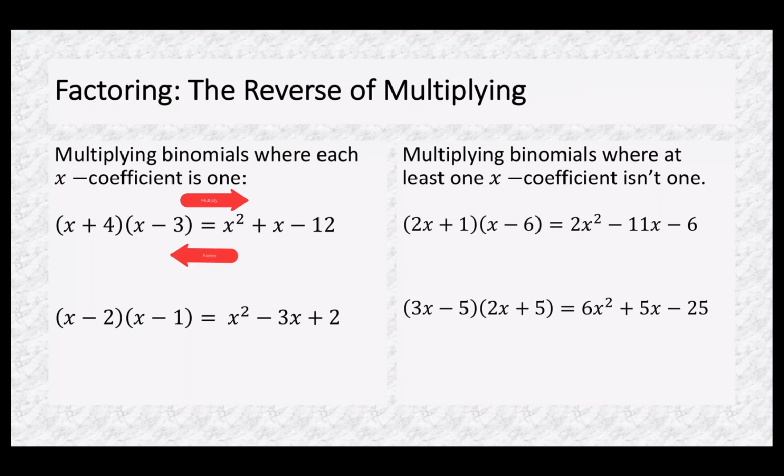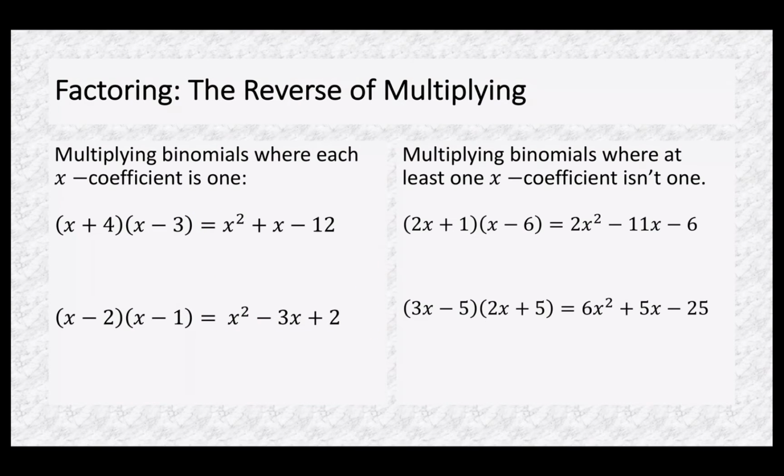Multiplying and factoring are just reverse processes. On the left, the binomials multiply x to x. Nothing more complicated than that. The resulting trinomials have a leading coefficient of 1. Factoring, in this case, is pretty straightforward, where all you need to do is find factors of the constant term that also add to the middle term. And I'll assume you already know how to factor these types of trinomials on the left.